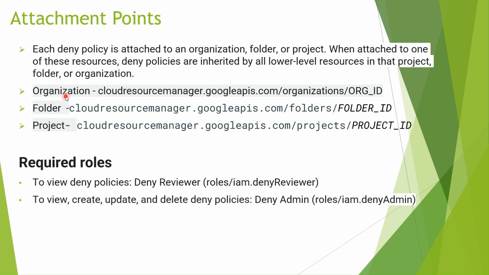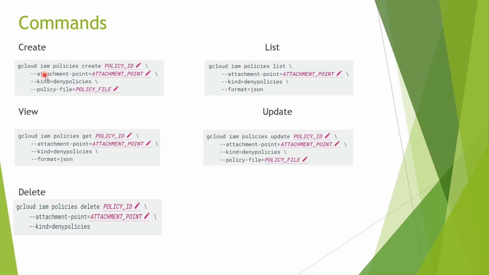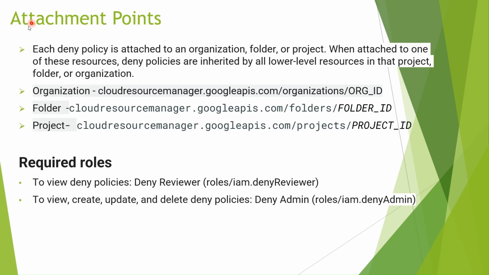When we create a deny policy, we choose where to attach it: if you want to attach at the organization level, you have to provide the organization ID, folder ID, or project ID. And these are the required roles. If you have a reviewer, you can provide this role. And if you want to create, update, or delete any policy, we have to provide the deny admin role. So these are the commands we use when we create a deny policy. First of all, to create, gcloud iam policies create, where policy ID is a name which we have to provide, and then the attachment point. So attachment points are these.